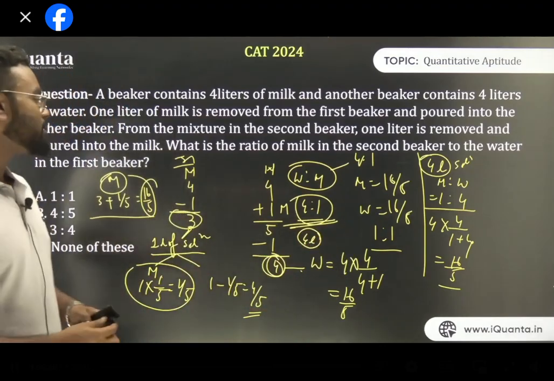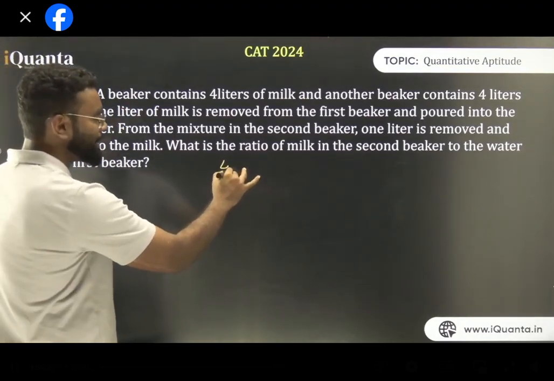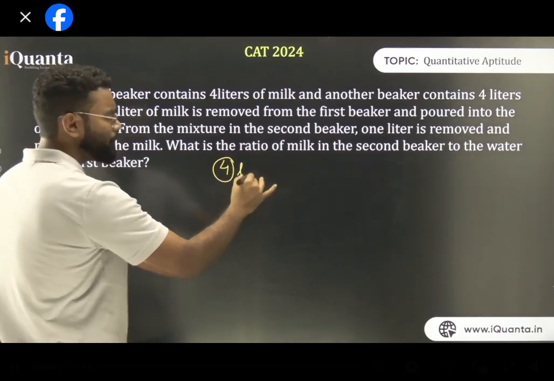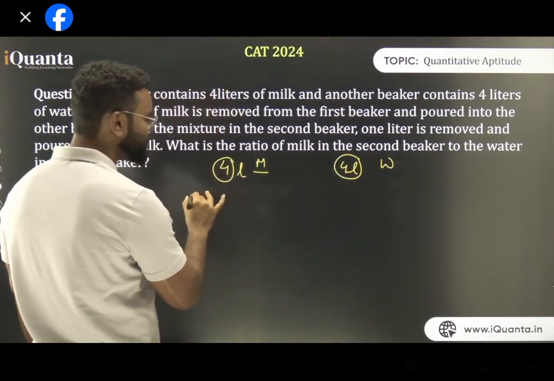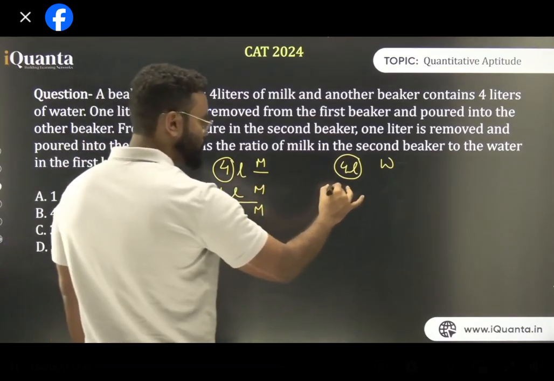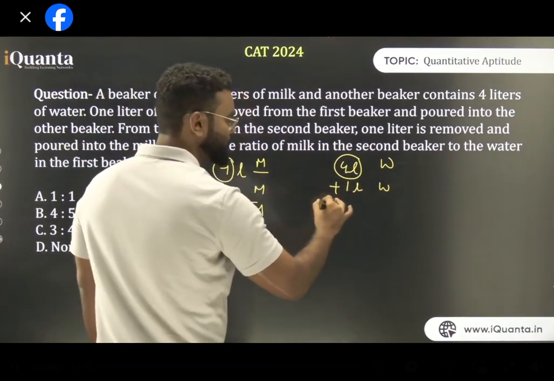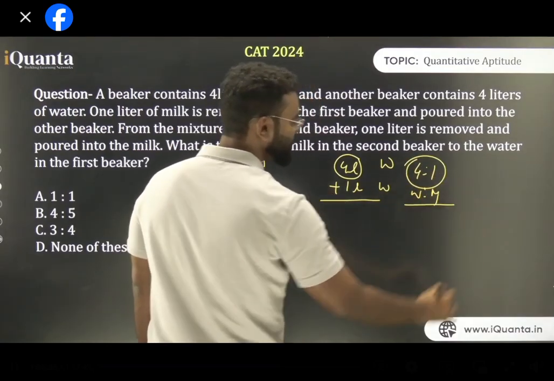I'm again explaining it. So just see it, this is the final time I'm explaining. This is 4 liters. What is it? Milk. This is 4 liters. What is it? Water. Now I'm adding 1 liter milk, I'm subtracting. So what is it? 3 liters milk. Fine. So I'm adding 1 liter water. So what is the ratio now? 4:1. That is the ratio of water to milk. The ratio is 4:1, right?